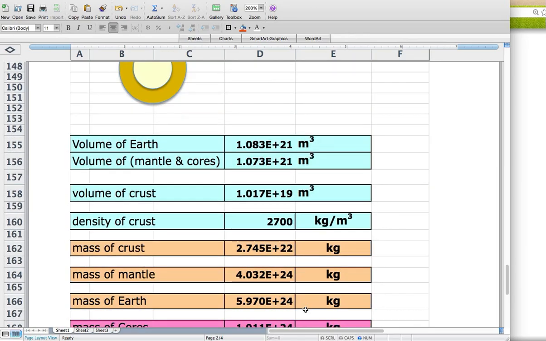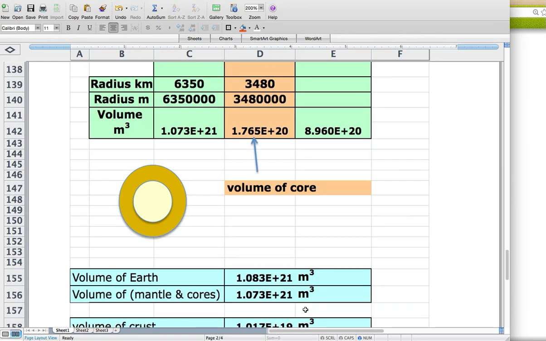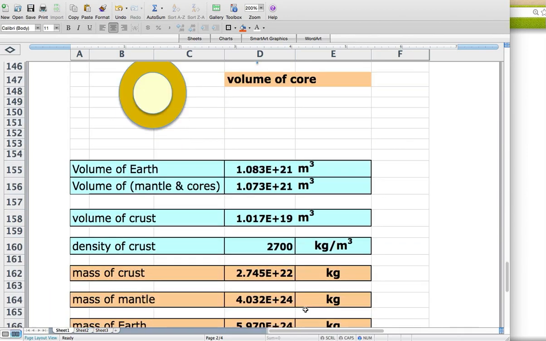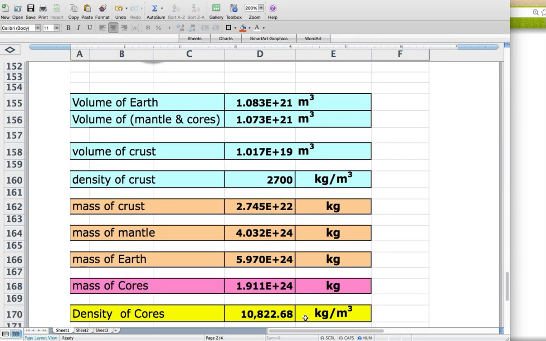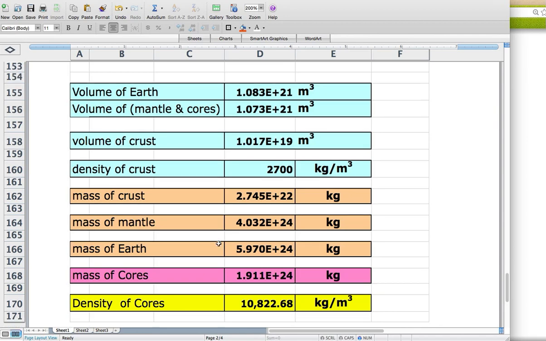If I crank down a little bit farther here, once we have that figured out, we can then do some of the other math. Really what we have to figure out is the crust. Why the crust? Because we need to get the mass, and we have the mass of the entire Earth. We have the mass of the mantle. We don't have that other information, but from there, we can then backtrack.